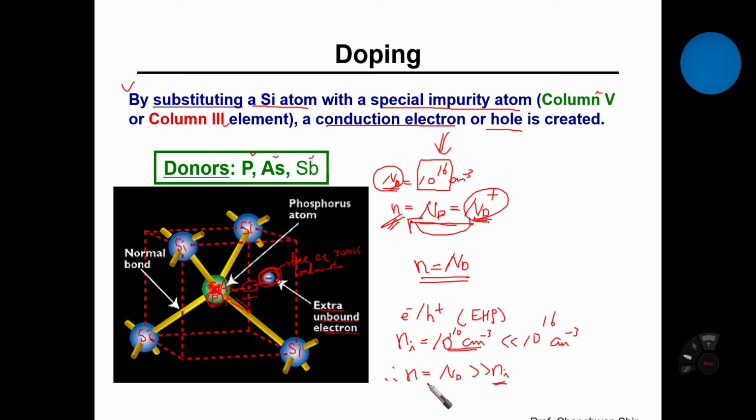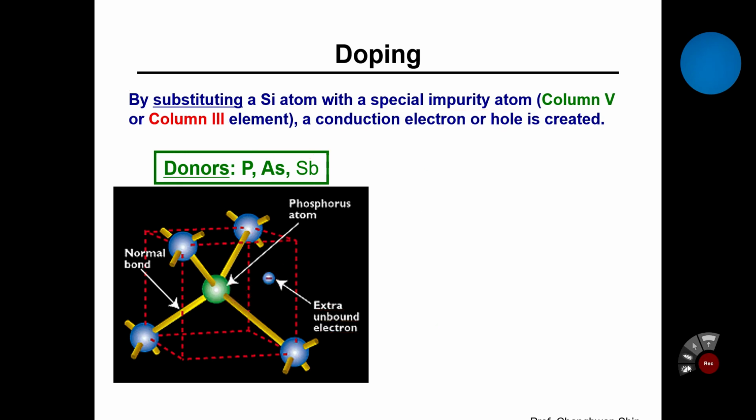But now we injected 10 to the 16 donor atoms into the silicon crystalline material, so that this number can become negligible. Okay, so the total number of free electrons is only governed by the donor concentration. Let's erase them and move on to the next one.